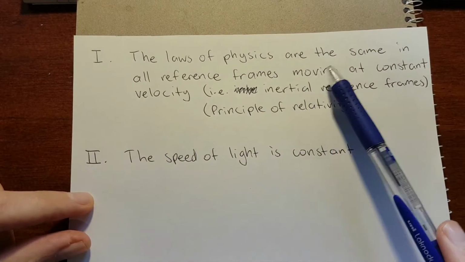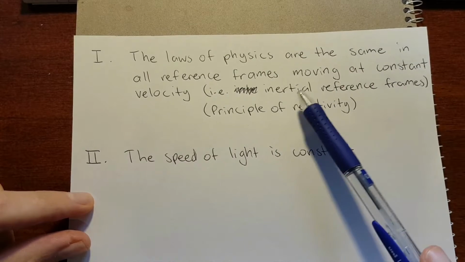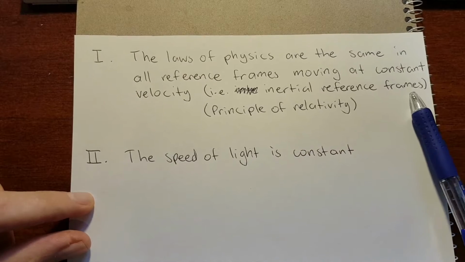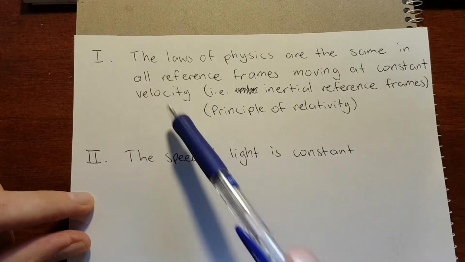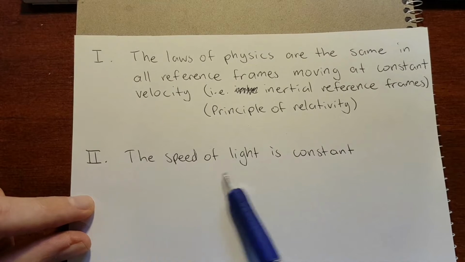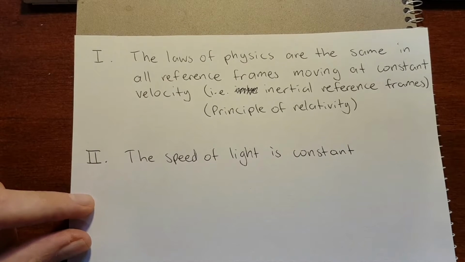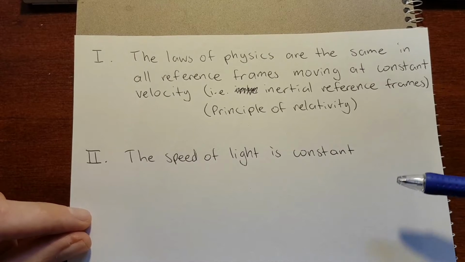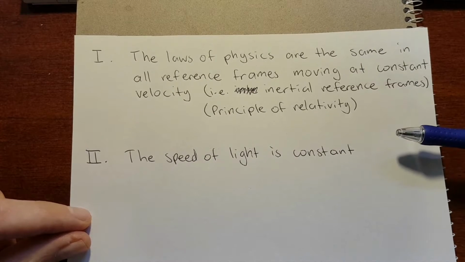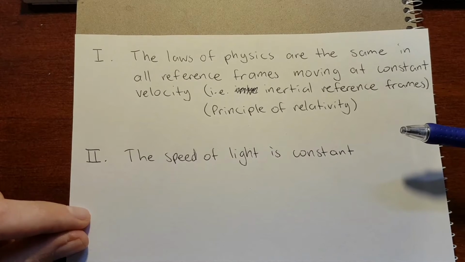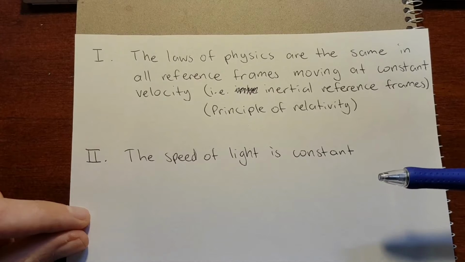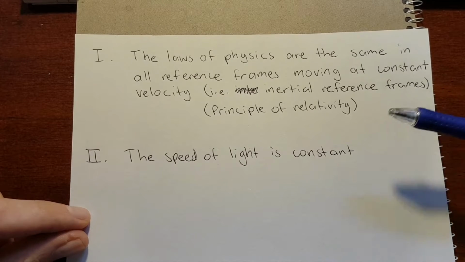The laws of physics are the same in all reference frames moving at constant velocity, that is to say inertial reference frames, and this is the principle of relativity. The second postulate is simple: the speed of light is constant. So we're going to do what Einstein did, which was assume that these two postulates are true, and find out what would logically follow if these two postulates are true.